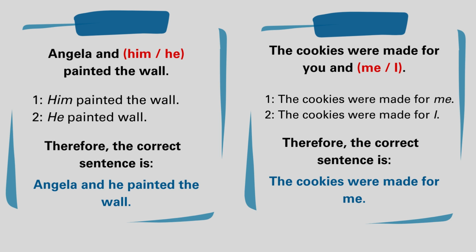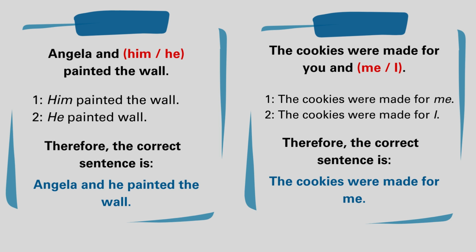Angela and, is it him or he, painted the wall. To find out the correct answer, let's follow the tip. We remove the other nouns and pronouns, then sound out each option. In this case, we have two options, him or he. So is it him painted the wall or he painted the wall? Which one makes more sense? The second one, right? He painted the wall. So the correct sentence is, Angela and he painted the wall.